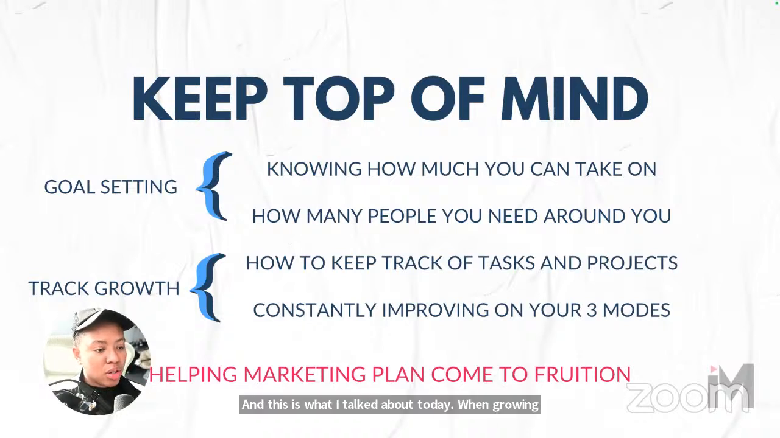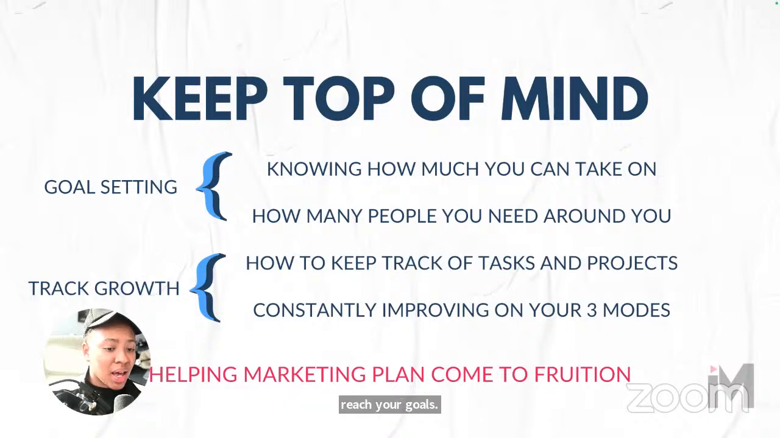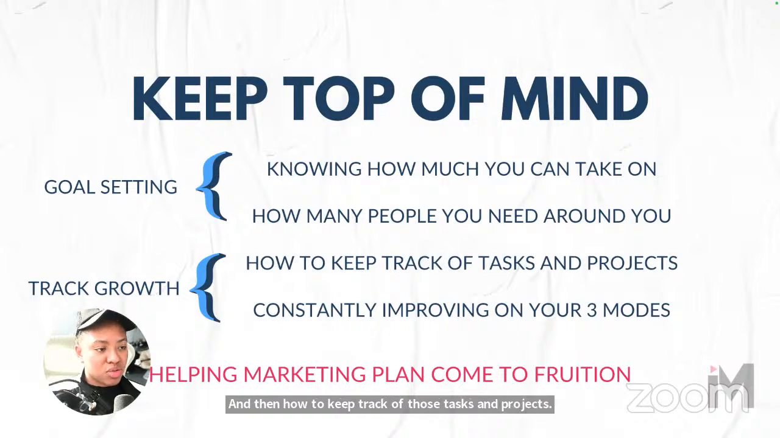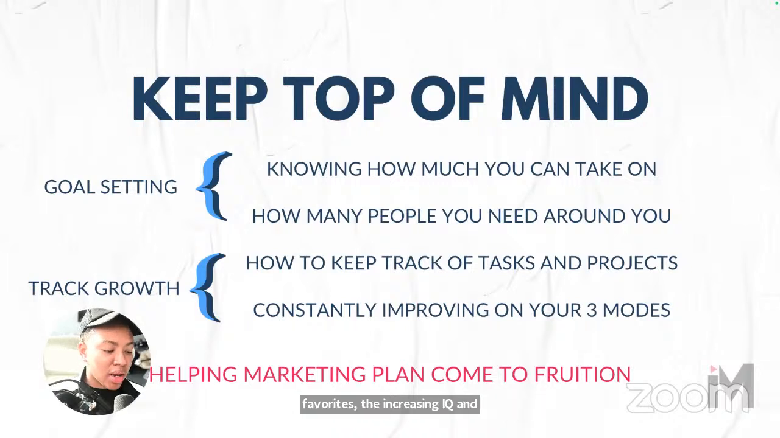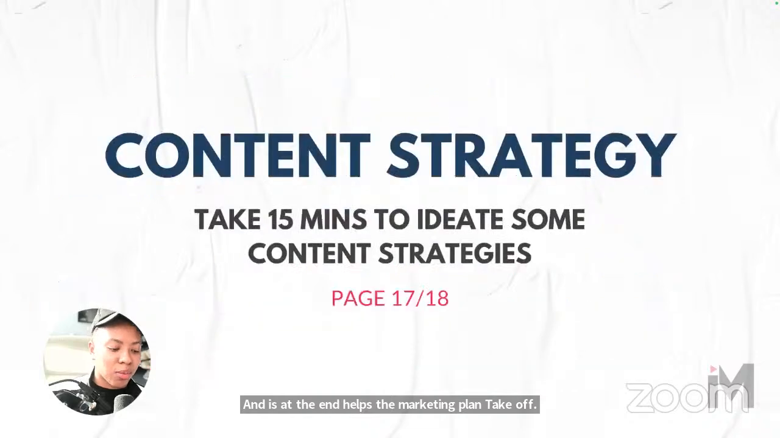When growing your business, it's important to know how much you can take on and how many people you need around you so that you can reach your goals. And then how to keep track of those tasks and projects and constantly improving on those three modes, the fan favorites, increasing IQ and performing, so you can continue to track and grow your business. And this at the end helps the marketing plan kind of take off because everything is in order. You already know everything that is going on.